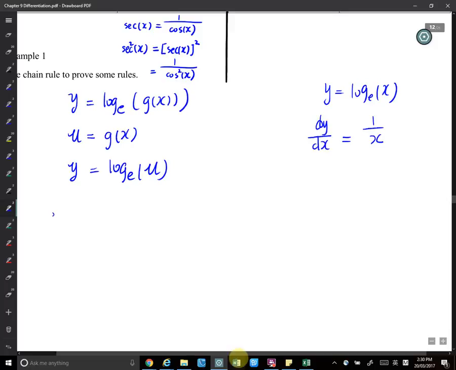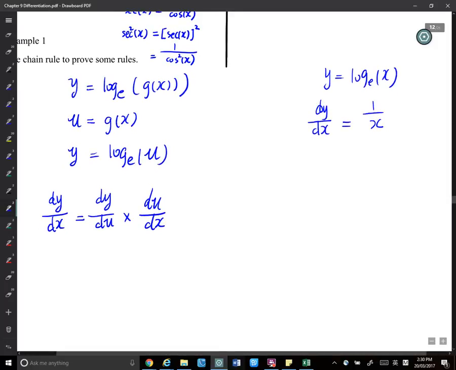So what am I looking for? I'm looking for dy dx. Because you put another variable u in, I can say that's dy du times du dx. I can do that. That's the chain rule.